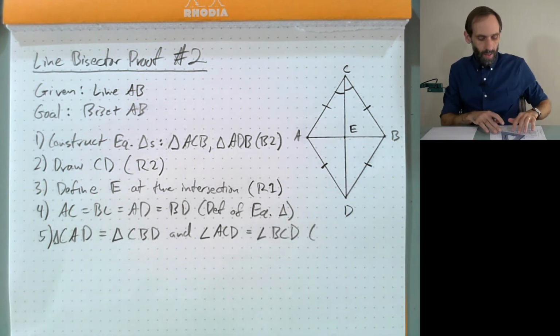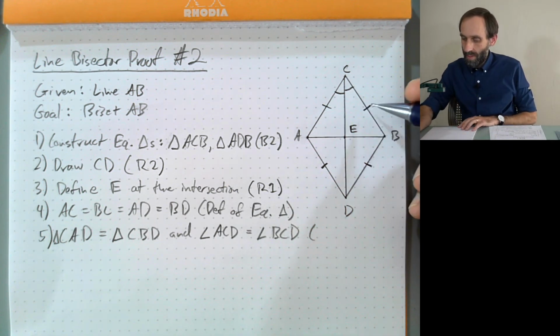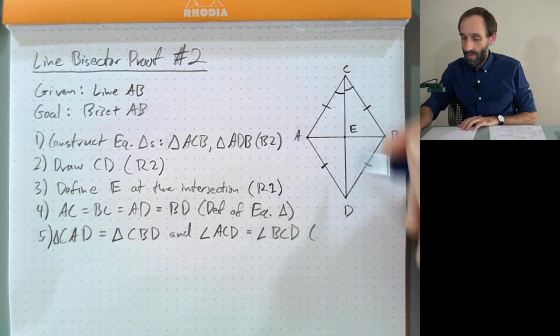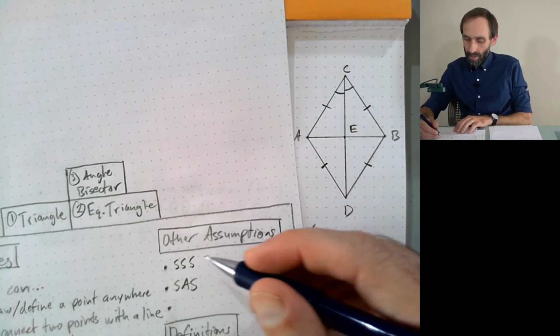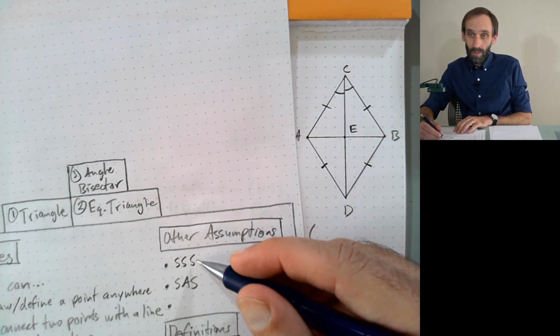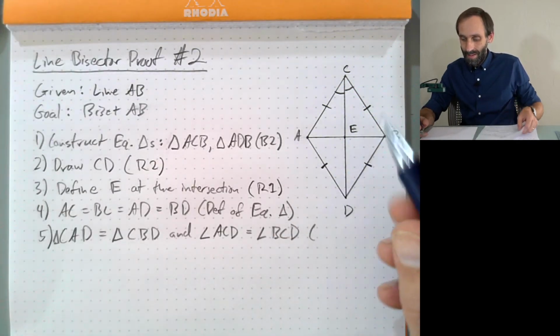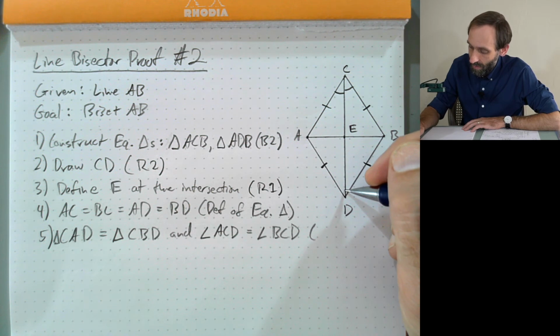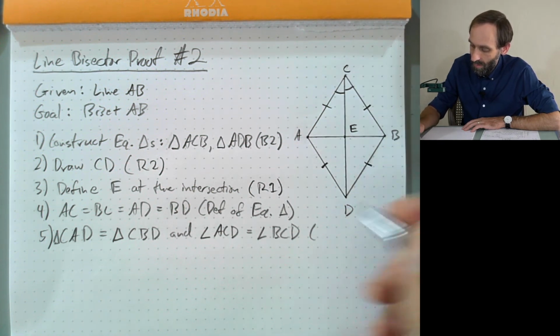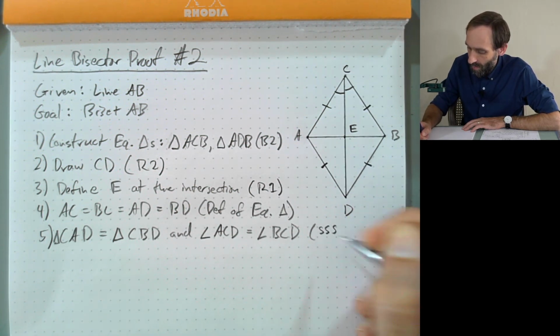And that justification is because this side is equal to this side is equal to this side, and this side is itself, so it equals itself. So all three corresponding sides in both triangles are equal, so we'll say side, side, side is our justification for saying that triangle CAD is equal to triangle CBD. Side, side, side.